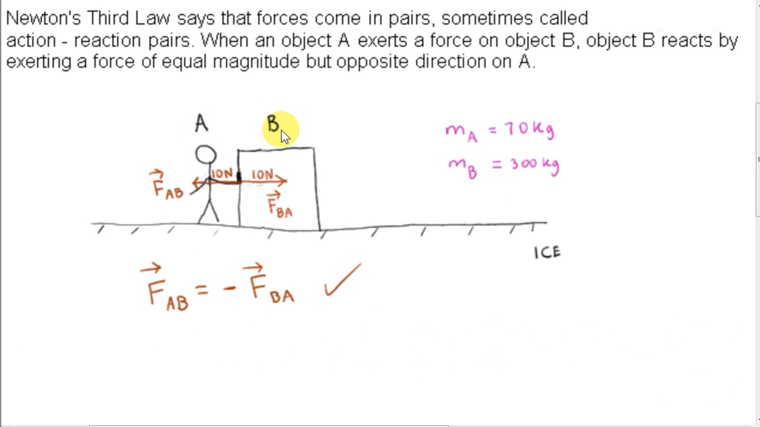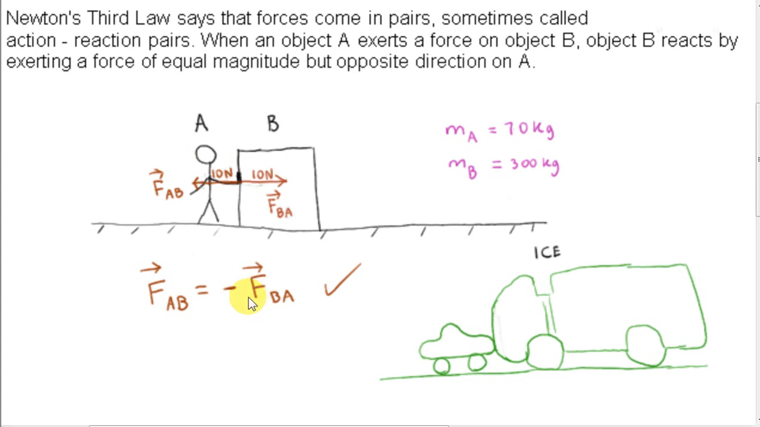It doesn't matter what the objects A and B are. It doesn't matter if the force between them is a contact force. These objects could be some distance apart. We could be dealing with an electrical force between the two objects. We could be dealing with a gravitational force between the two objects. It doesn't matter what the nature of the force is.